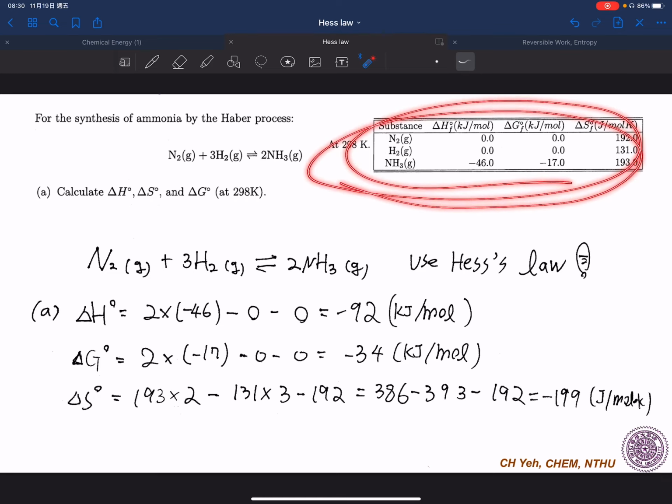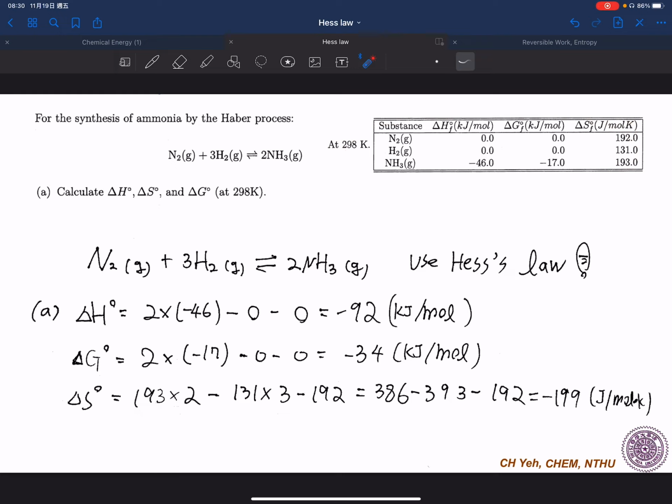When it comes to the exam, the professor will give you some data, the energy of formation for this or this or this, and then you can calculate it by the summation of the enthalpy of formation in the products minus the summation in the reactants. I'm sorry. This is Hess's law. You should be very familiar with it.